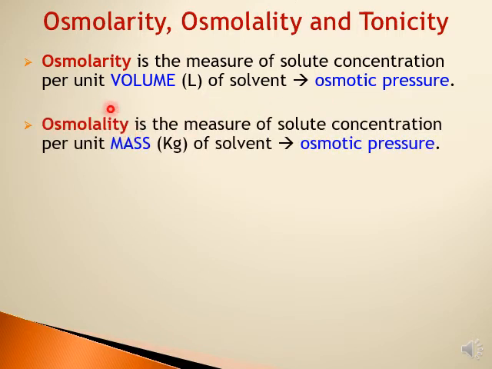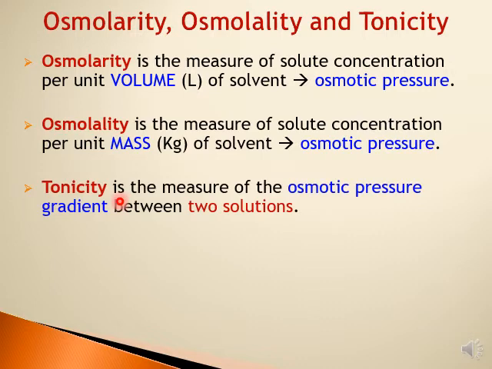Osmolality with an L is the measure of solute concentration per unit mass, or kilogram, of the solvent. So when we dissolve solute in 1 kilogram of water, then we will get the osmolality. The concentration of that solute in 1 kilogram of water will generate an osmolality, and this will lead also to the presence of osmotic pressure in that solution.